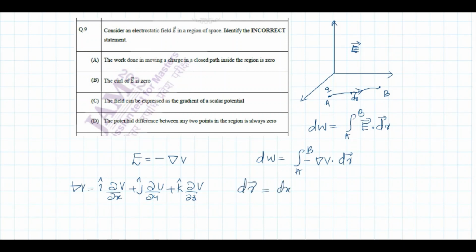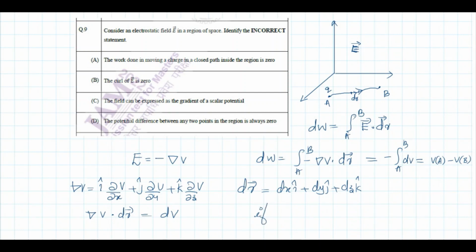What is dr? Dr is a line element. It is dx i cap, dy j cap, dz k cap. Therefore, del V dot dr is nothing but dou V by dou x dx plus dou V by dou y dy plus dou V by dou z dz, and it is dV. Therefore, this dW is minus integral A to B dV, and it is nothing but V evaluated at A minus V evaluated at B. Therefore, the work done depends only on endpoints.